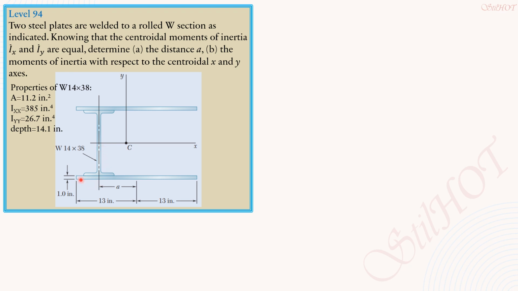plus we need to transfer the moment of inertia of this plate, which is equal to the centroidal moment of inertia, 26 times 1 cube over 12, plus area, which is 26 times 1, times distance squared. This distance is half of 1 inch, 0.5, plus half the depth of this W 14 by 38, so 14.1 divided by 2. That's the distance between the centroidal x-axis and the centroid of this rectangular plate, then the quantity times 2.